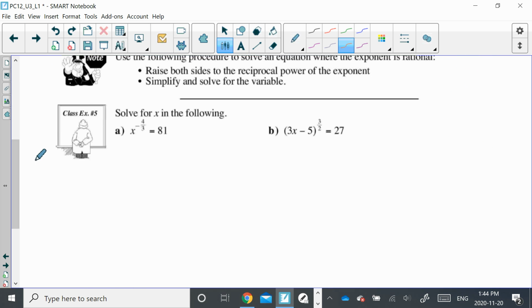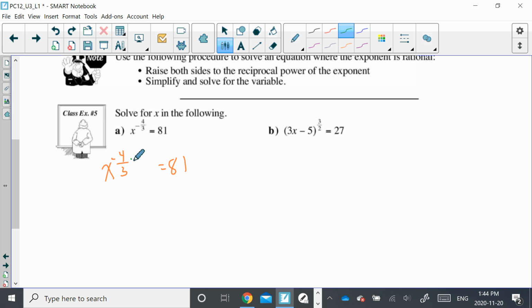Okay, so following that method, what I just showed you, it says solve for x in the following. x to the negative 4/3 is equal to 81. So let's write this out. x to the negative 4/3 is equal to 81. We've got to get this x isolated. You have to get rid of this negative 4/3. What can you times negative 4/3 by to get a 1 here?